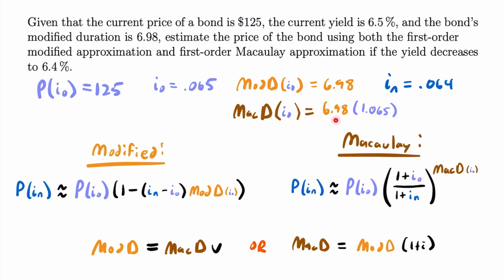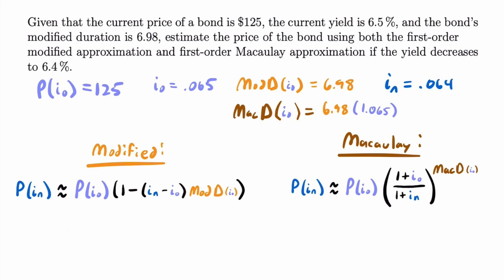Okay, and that's going to represent our Macaulay duration. Now you could plug this into your calculator if you'd like to get the actual value of it, but I'm going to keep it like this for now. I'm just going to put this expression in for that exponent in our formula. Okay, but now we have everything we need to estimate the new price of the bond using both of these approximation methods. Now what we have to do is put the right information into the right parts of these formulas, and we'll be good to go.